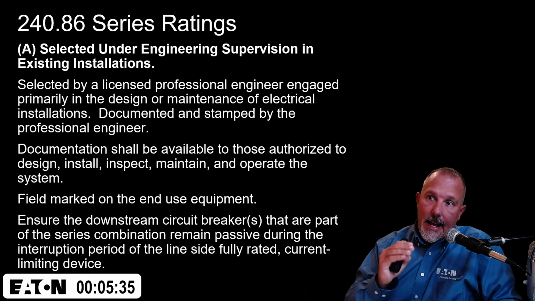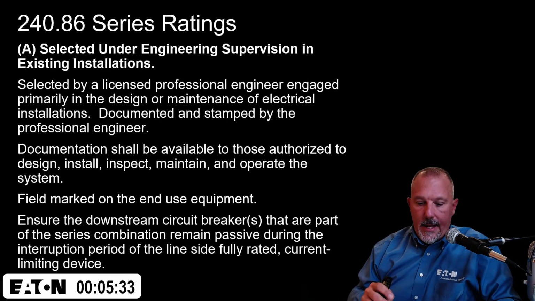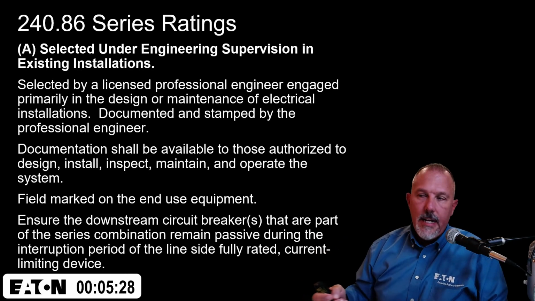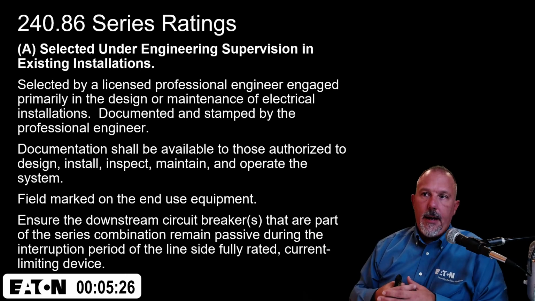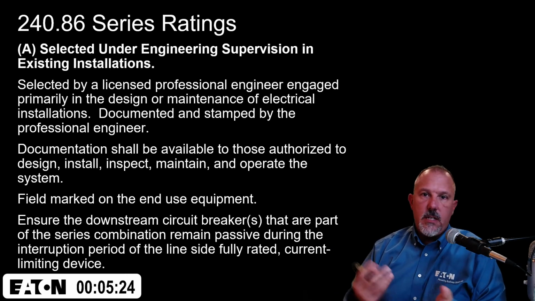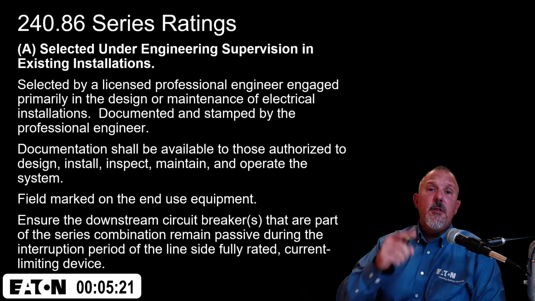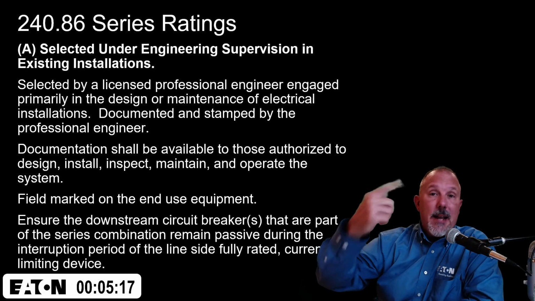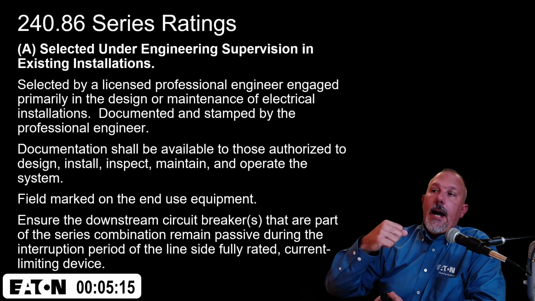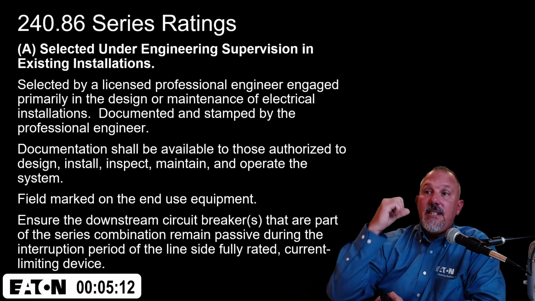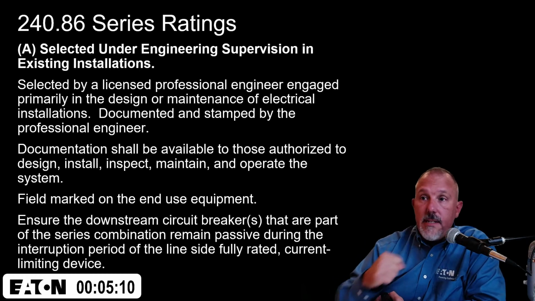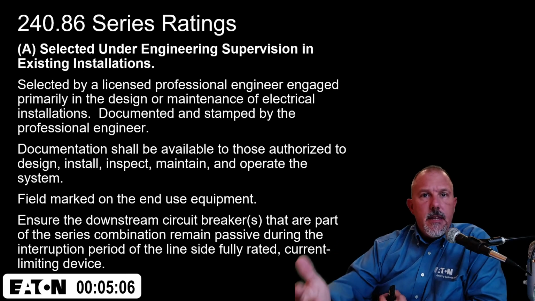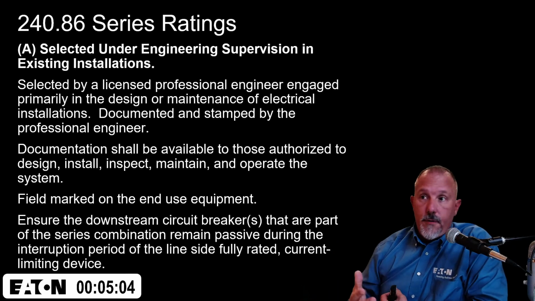Now, in A, what's going on is you as the engineer are going to say, look, I don't have manufacturer's information. I have 2 Eaton breakers, and Eaton doesn't have the documentation that says these things are series rated, but you know what? I'm going to show that they're series rated. The key thing here is you have to be a licensed professional engineer, and you have to document and put your PE stamp on those drawings or documents. You have to present that to the AHJ because they're going to have to approve it.